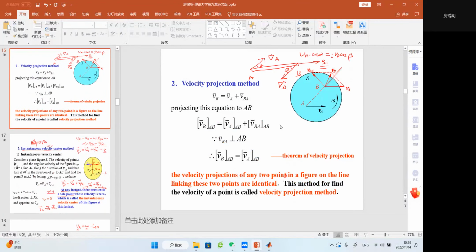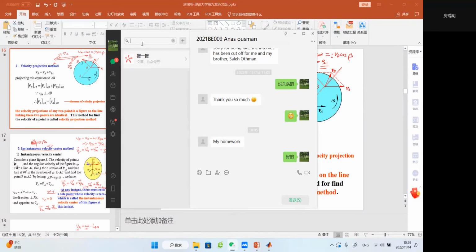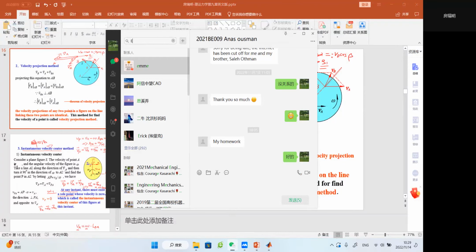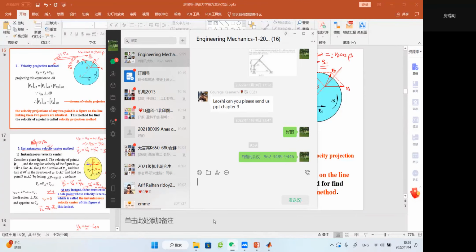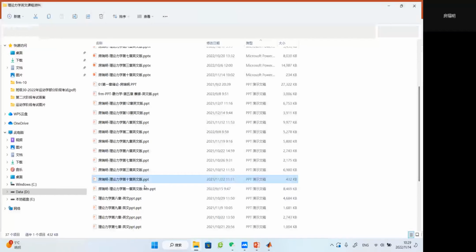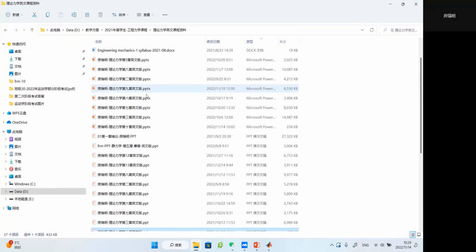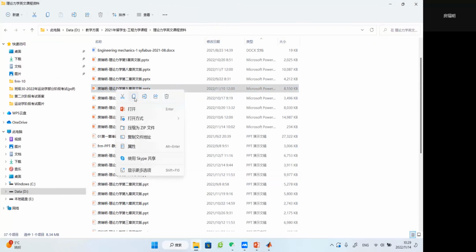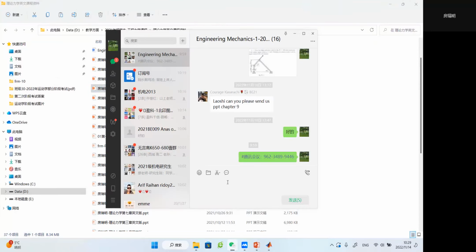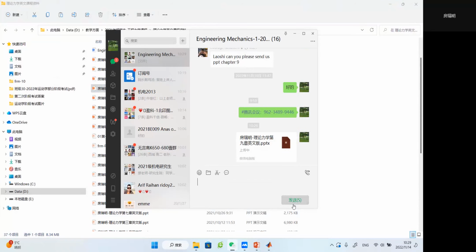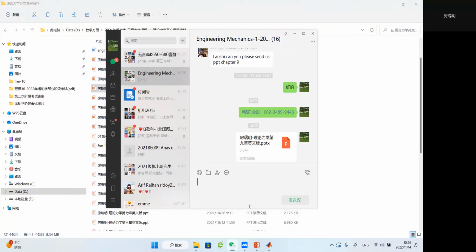So I think this is the page from last time where we talked about the velocity projection method. Maybe you guys want this PPT file, but I forgot to send it to you. So I should send this file to you guys. Okay, I will send it to you now, just in case I forget again. So just wait a minute. So this is chapter 9, and I will send it to you guys here.